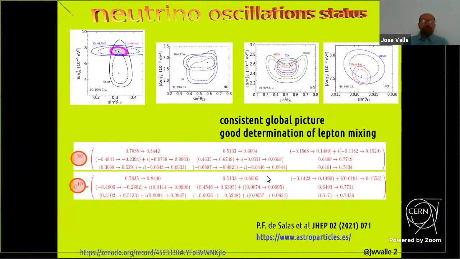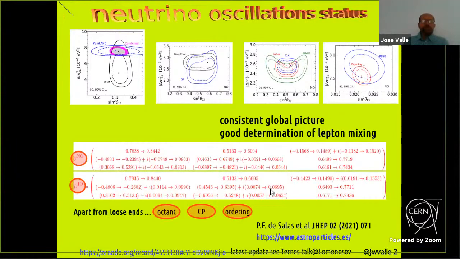Except for three points, namely, we still lack a good determination of the atmospheric octant, of the CP phase, and of the ordering of the neutrino spectrum. You see, you have two solutions for normal and inverted ordering.